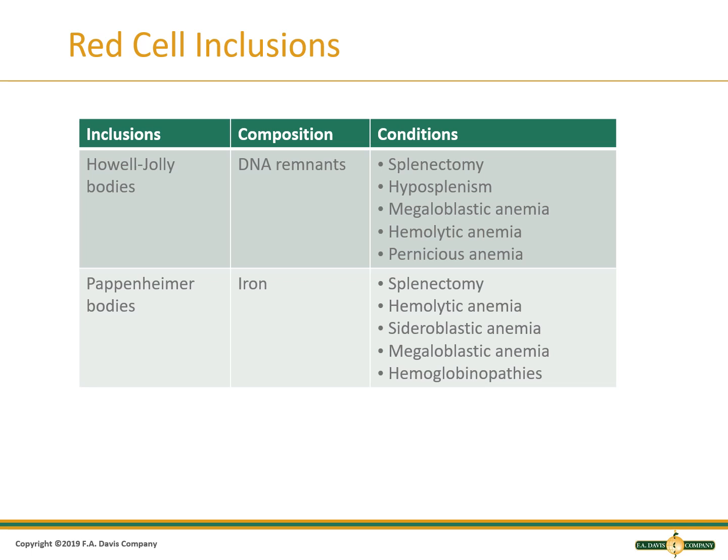We also have Pappenheimer bodies, which are composed of iron. This also can be seen in the splenectomy, and I also want to point out, as I mentioned previously, the spleen is a filtering system for the blood, so when the spleen has been removed, those abnormal inclusions or abnormal red blood cells are not cleaned or filtered out as they would be. So that's why you're going to see that listed as a potential reason for these things happening. Also with the Pappenheimer bodies, it could be tied to hemolytic anemia, sideroblastic anemia, megaloblastic anemia, and hemoglobinopathies.